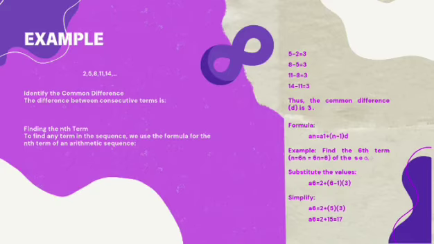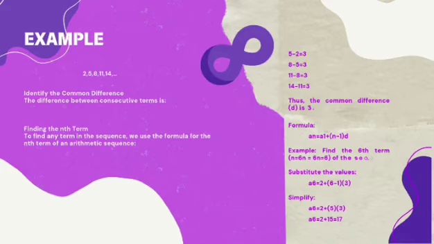Finding the nth term. To find any term in an arithmetic sequence, we use the formula a sub n equals a1 plus n minus 1 times d, where a sub n is the nth number, the term we want to find, a1 is the first term of the sequence, d is the common difference, and n is the position of the term in the sequence. Example: let's find the sixth term, n equals 6, of the sequence 2, 5, 8, 11, 14.